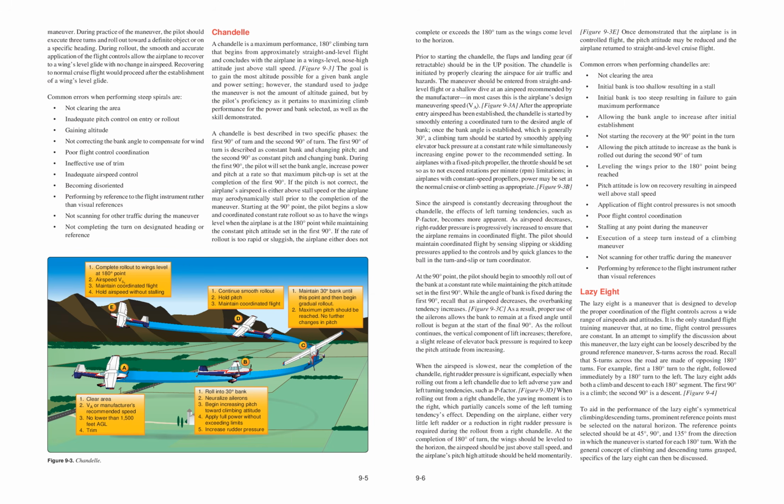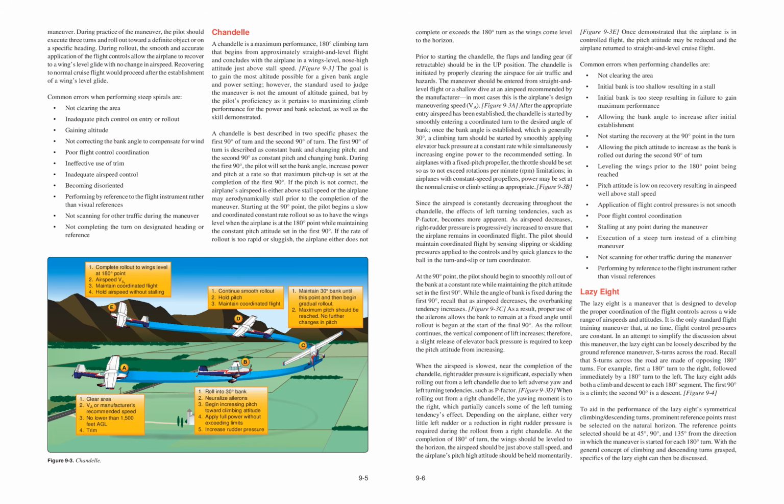Lazy 8. The Lazy 8 is a maneuver that is designed to develop the proper coordination of the flight controls across a wide range of airspeeds and attitudes. It is the only standard flight training maneuver in which, at no time, are flight control pressures constant. In an attempt to simplify the discussion about this maneuver, the Lazy 8 can be loosely described by the ground reference maneuver, S-turns across the road.